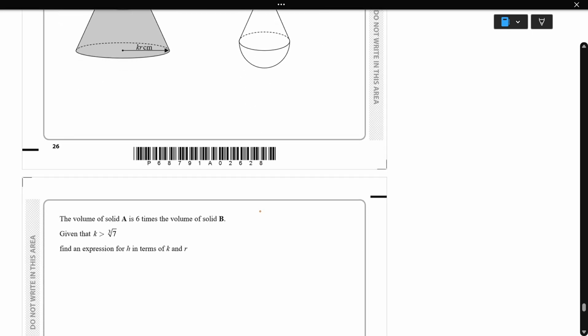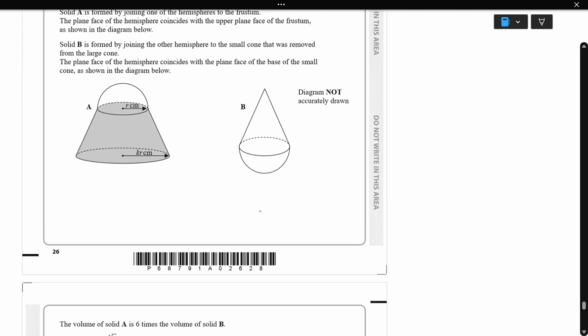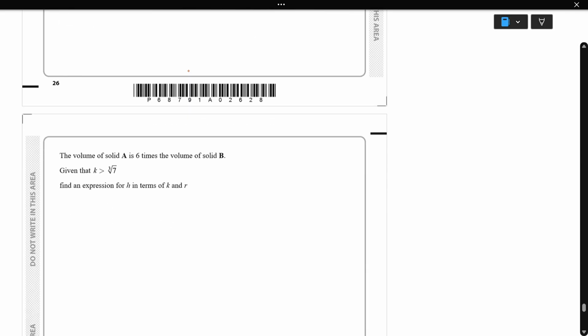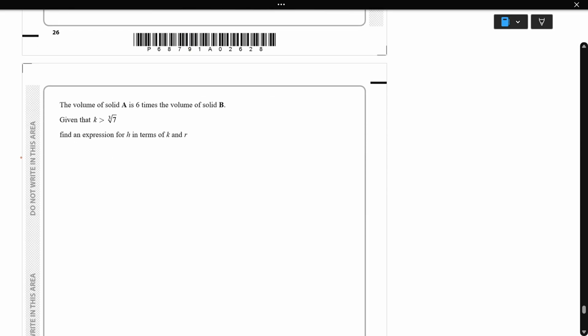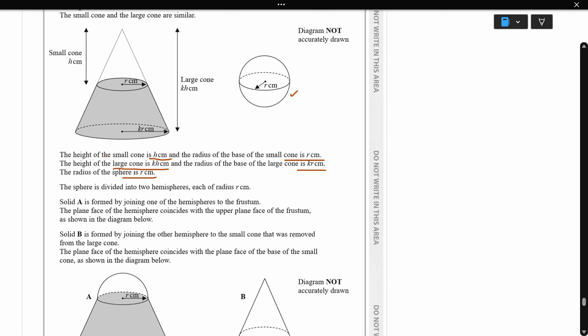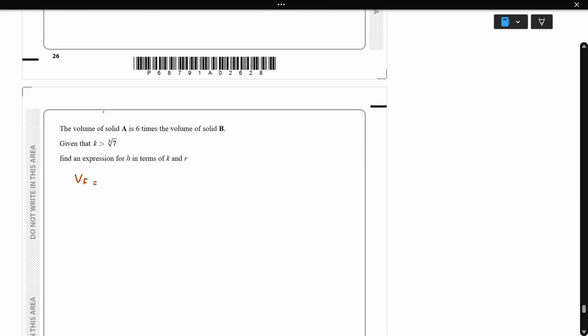What we need to do: the volume of solid A is 6 times the volume of solid B. So for the volume of solid A, we need to find the entire cone volume minus the cut down small cone volume. First I'll find the volume of the frustum. For the volume of the frustum, we need to find the entire volume. The entire height is kh and the radius is kr.